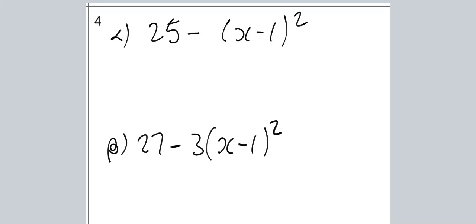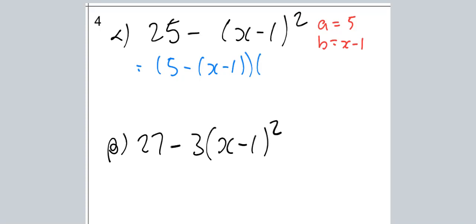Again, this one, what have we got? We do this in our head. A equals 5, B equals x minus 1. And again, with more practice, we would just get into it. We would just go 5 minus (x minus 1). Naturally, I put brackets in there because there's a minus of a minus. I don't want to get myself confused. 5 plus (x minus 1).